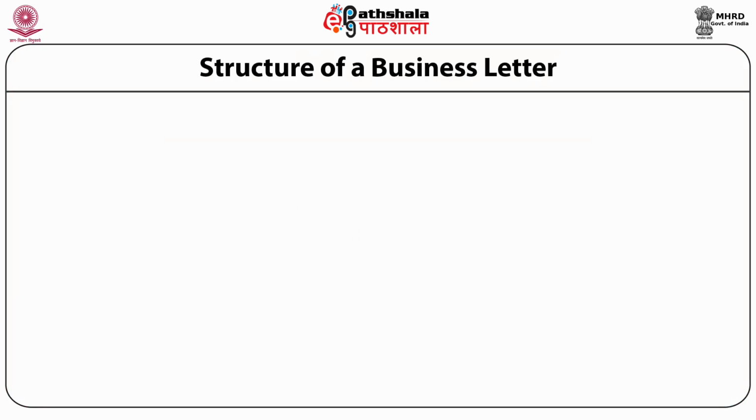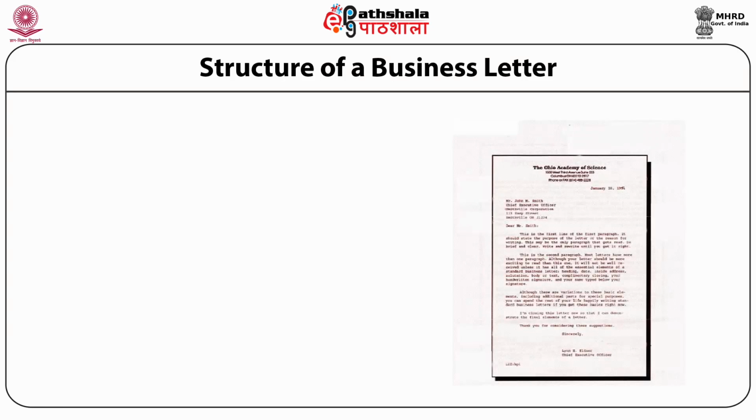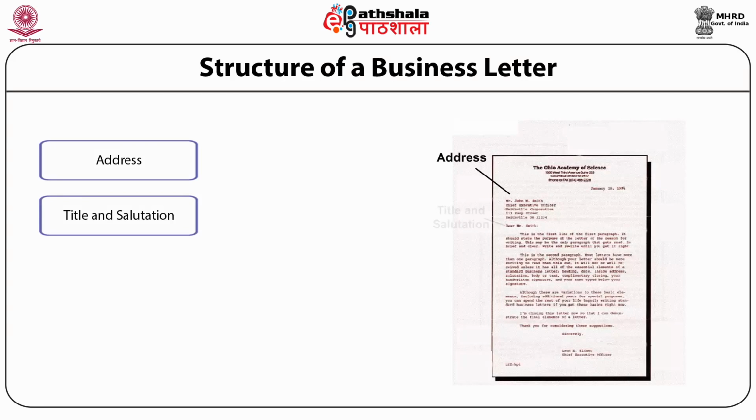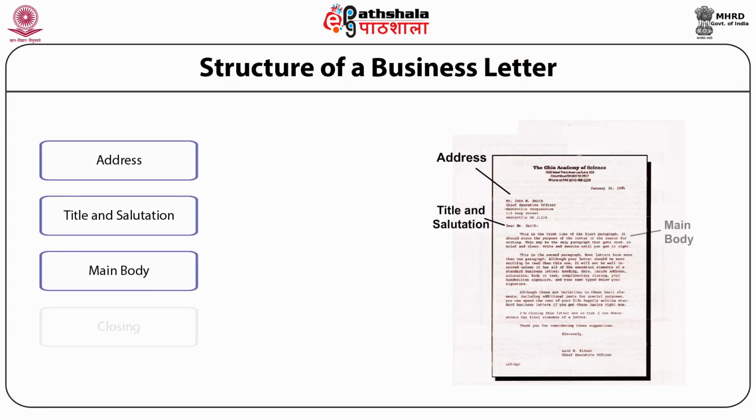Every business letter must follow all the principles of effective writing such as clarity, conciseness, completeness, courtesy, correctness, concreteness, and consideration. There are four main components of a business letter. These are address, title and salutation, body of letter, and closing.